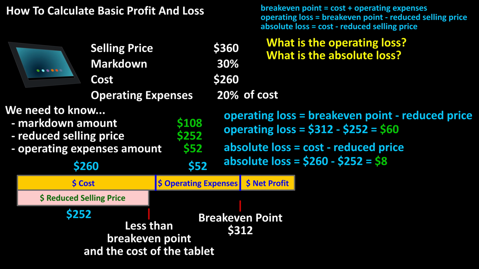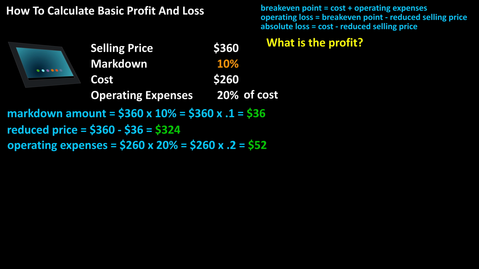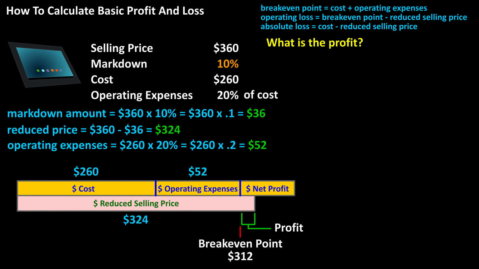Now let's take a quick look at profit. We're going to use the same numbers as the last example, but this time the markdown is 10% instead of 30%. Doing the calculations, the markdown amount will be $36, the reduced price will now be $324, and operating expenses will still be $52. And the break-even point remains the same at $312.